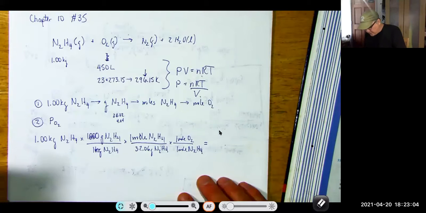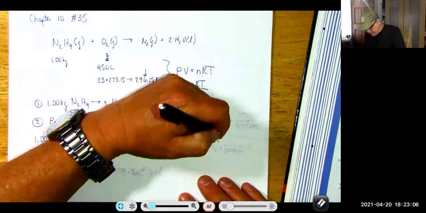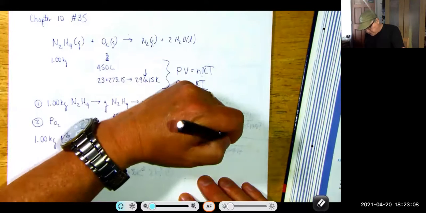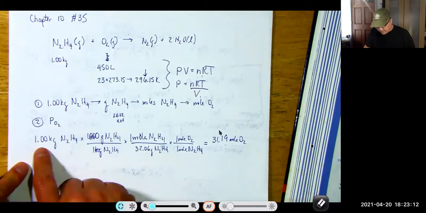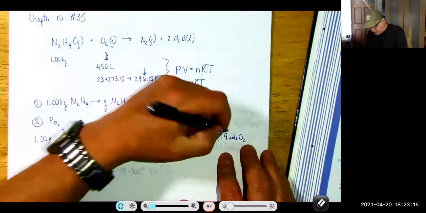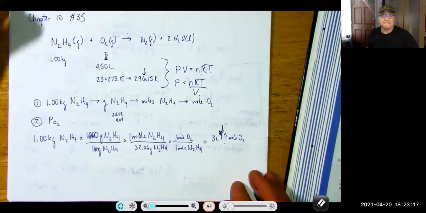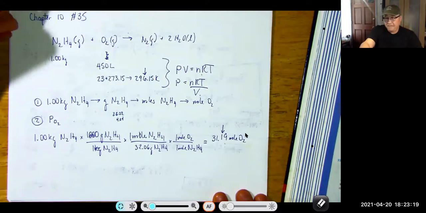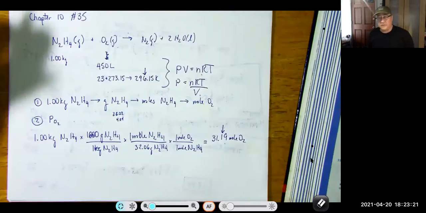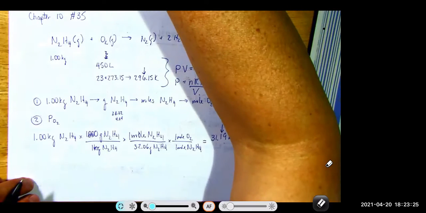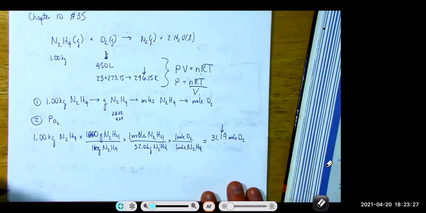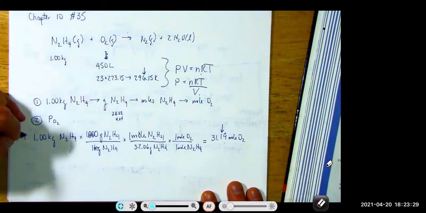And I get 31.19 mole of O2. And here, out of all these numbers, you can see that this is 3 significant figures, so this is only good to the 10th. Are we good on that? Right, but we're gonna use the number before we round it to calculate the pressure.